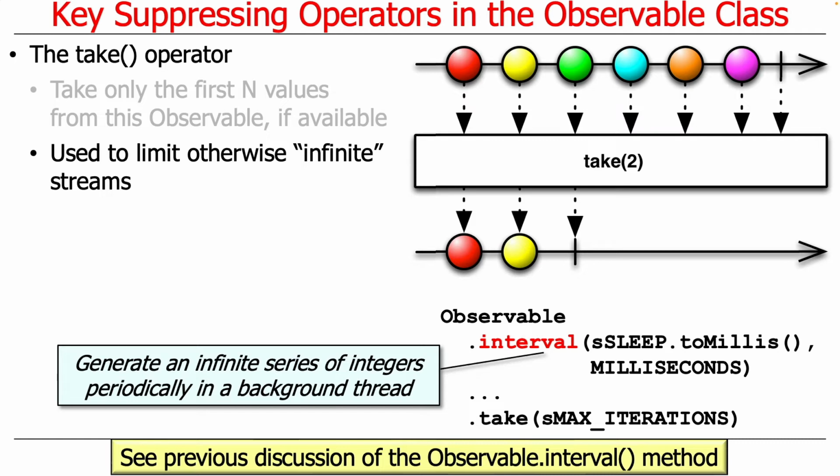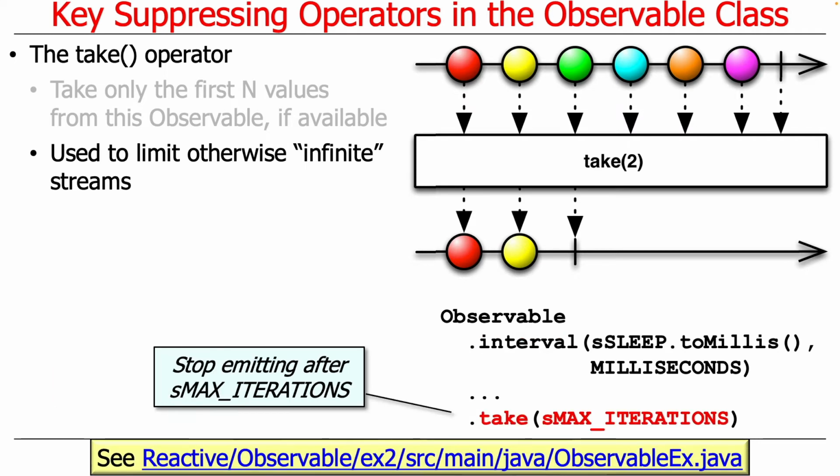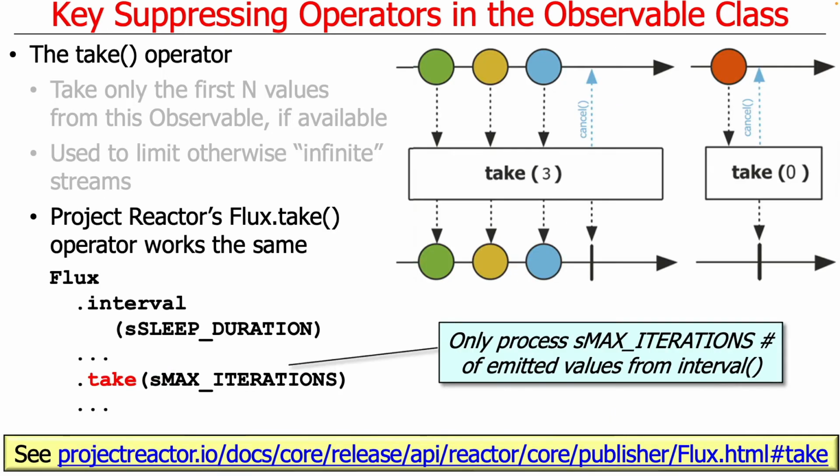But we may not want this thing to run forever. So what are we going to do? We're going to limit it. We're going to suppress the output after sMaxIterations values have flown through that particular stream. So that's how we're going to use take to suppress an otherwise infinite series of values. It should obviously come as no surprise that the take operator on a Flux works exactly the same.